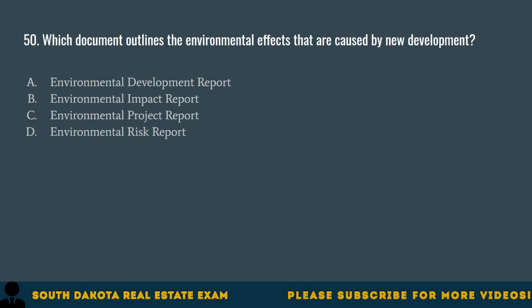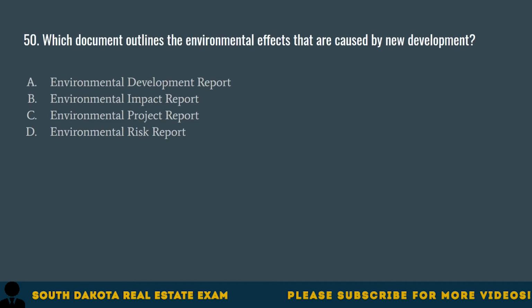Question 50. Which document outlines the environmental effects that are caused by new development? A. Environmental Development Report. B. Environmental Impact Report. C. Environmental Project Report. D.